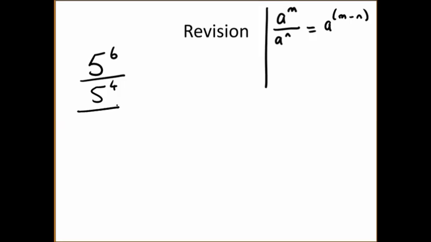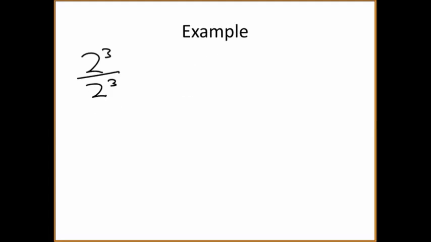So, looking at our example again here, we know that our base number 5 stays the same, and we take the index of the numerator, which is 6, minus the index of the denominator, which is 4, so it's equal to 5 to the power of 2. So, take a look at the example 2 to the power 3 divided by 2 to the power 3.